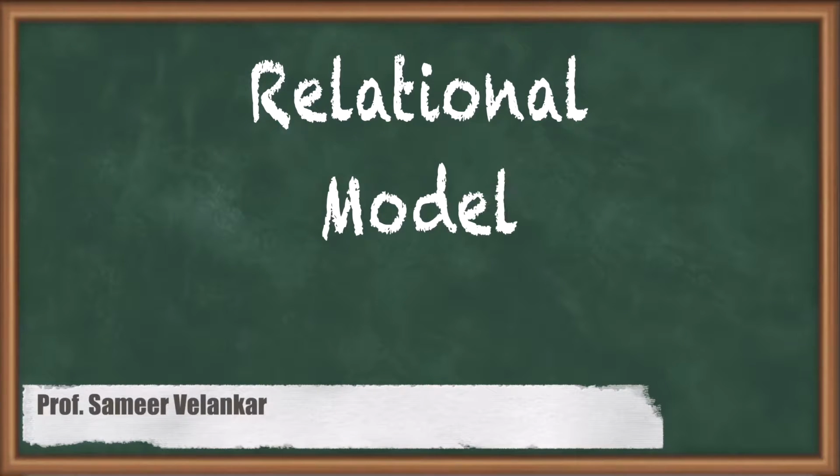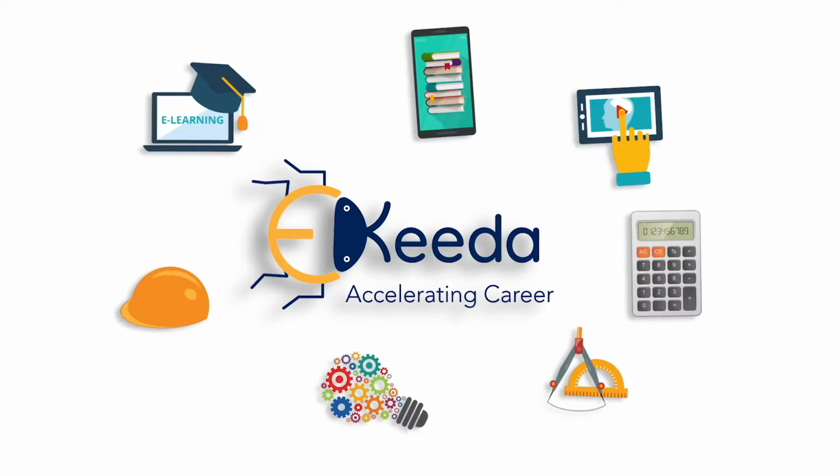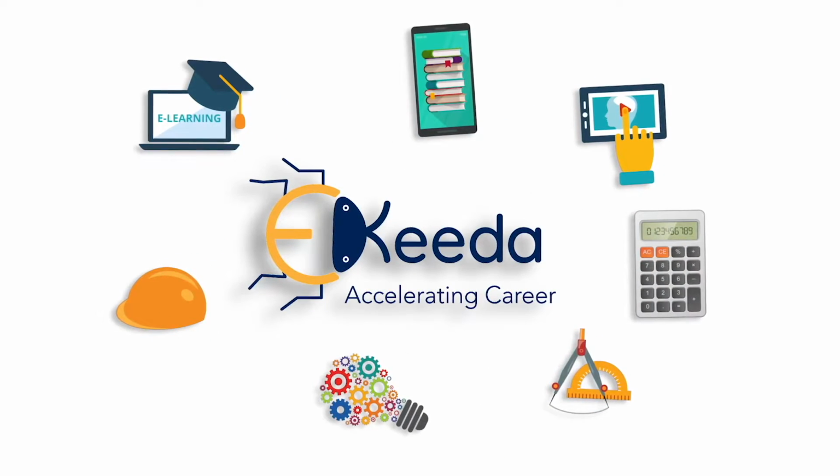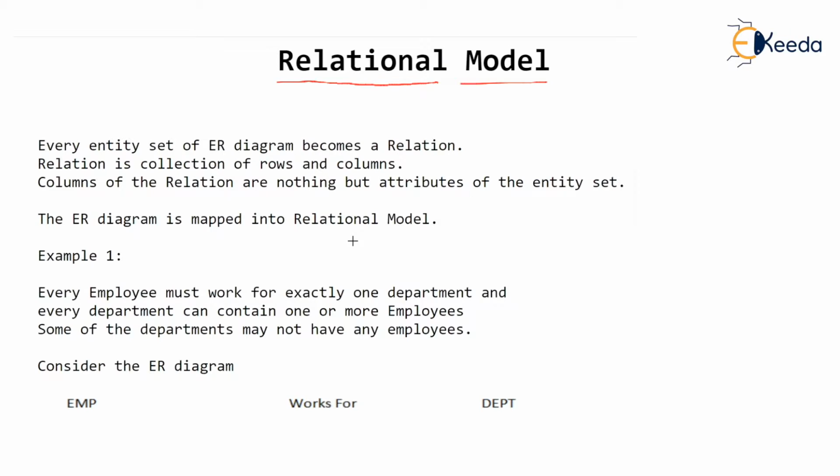Hello dear students. From this video onwards, let us learn the second step of database design, which is the relational model. You know, the first step is to make an ER model for the given requirement and then convert that ER model into a relational model. Now what this model is all about is making tables.